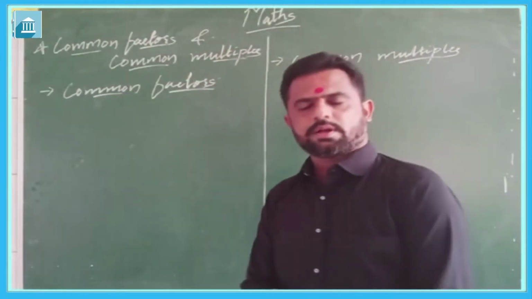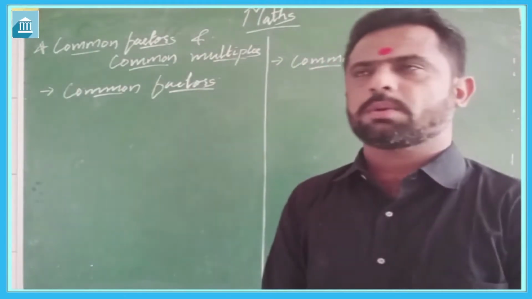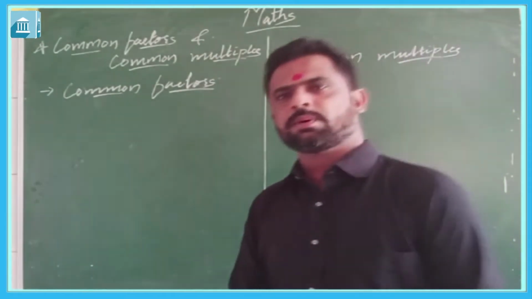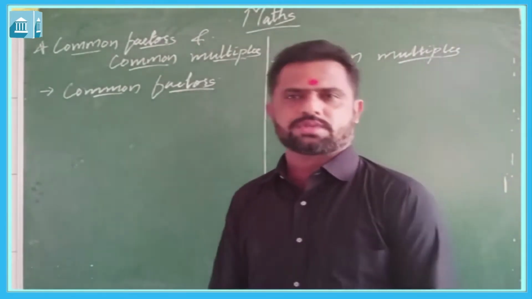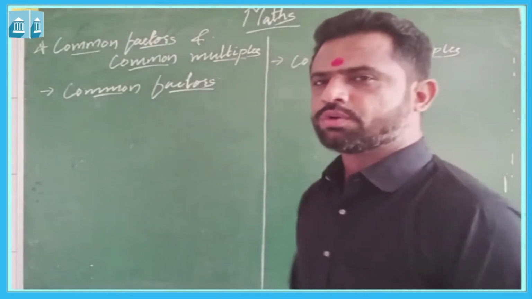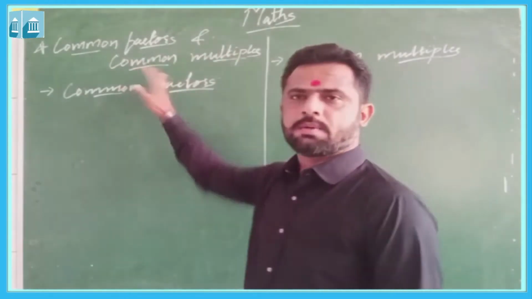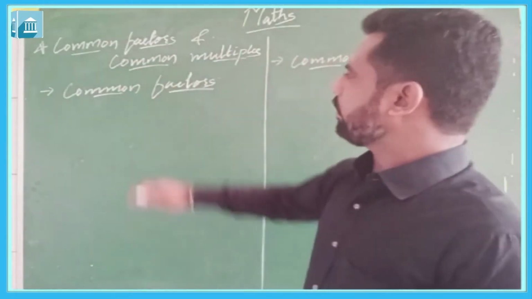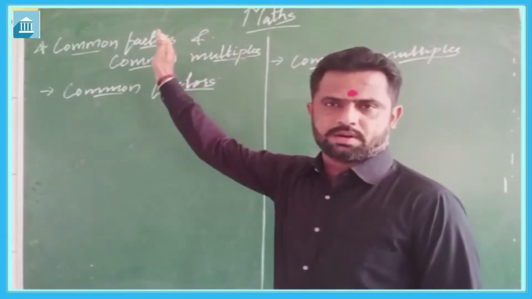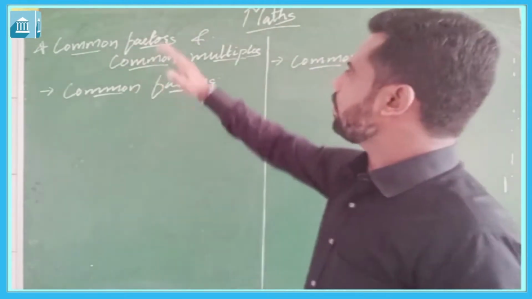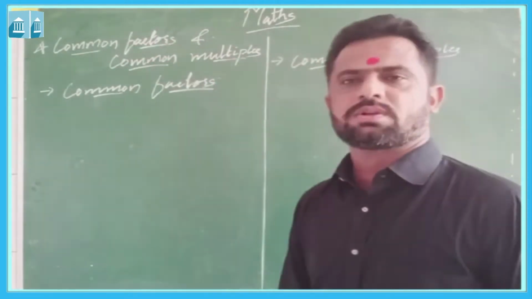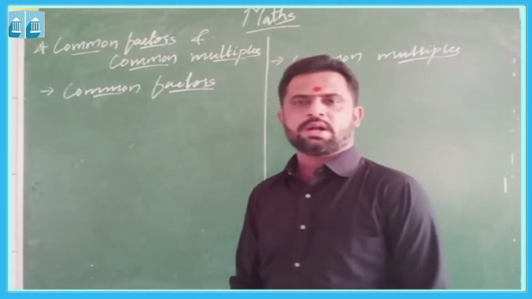Jai Shardema children, till now we had learned about factors, multiples and divisibility of some numbers. Today we are going to learn about common factors and common multiples. Now we already know about the factors and multiples. We have to find out common factors and common multiples of 2, 3 or 4 numbers. Let us see by examples.